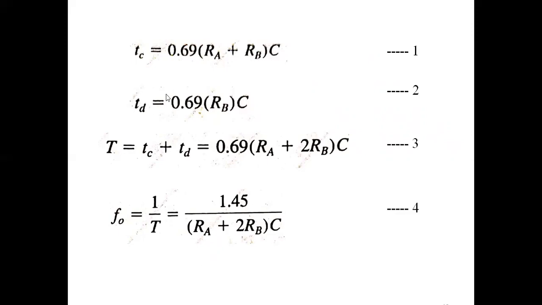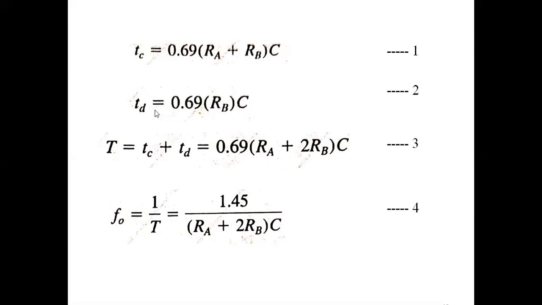Similarly, the time during which the capacitor discharges from 2/3 VCC to 1/3 VCC is equal to the time the output is low, and is given by 0.69 RB C. Call this equation number 2, because it is discharging through resistance RB, and hence we have taken into account the RB resistance here for the discharging. Once again RB is in ohms and C is in farads.